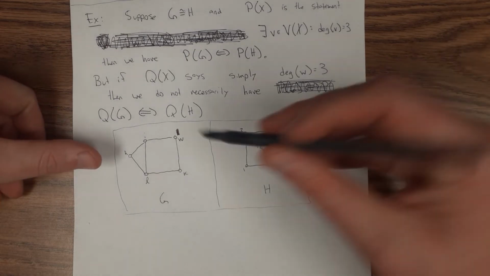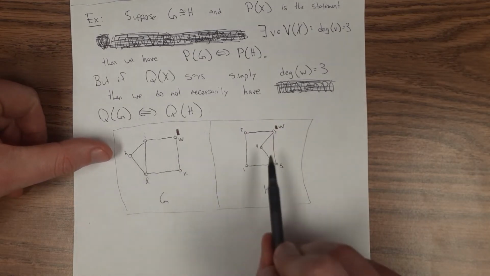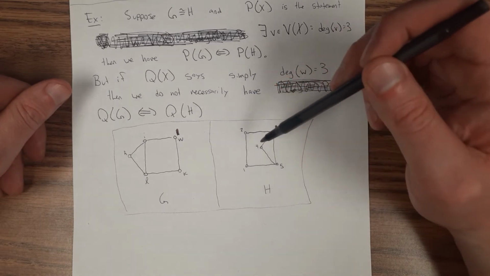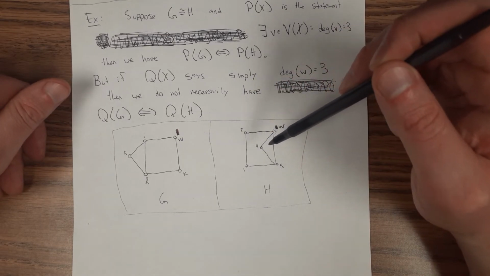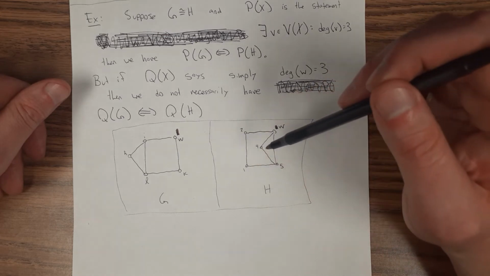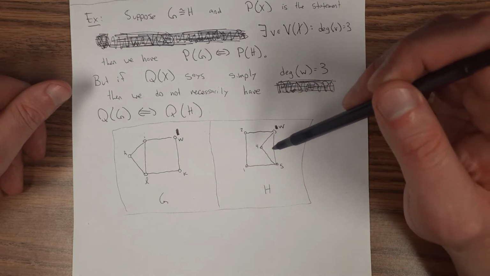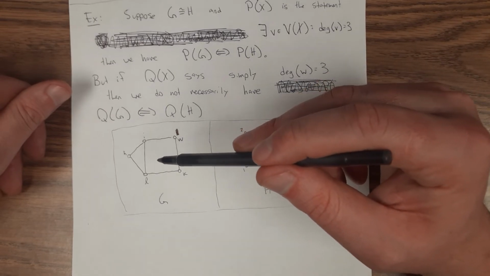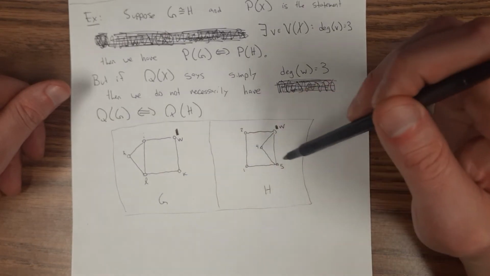And down here, I have an example of two isomorphic graphs. I have not written an explicit isomorphism, but it's not too hard for you to show that these two are isomorphic. Maybe that's a good exercise for you to do at home, to try to find an explicit isomorphism from here to here.